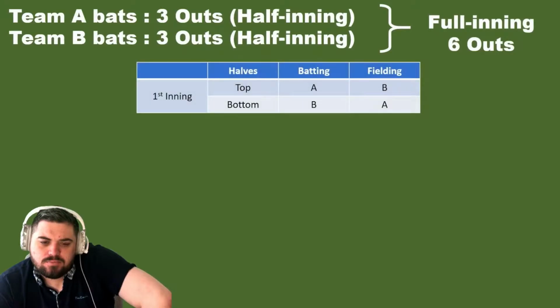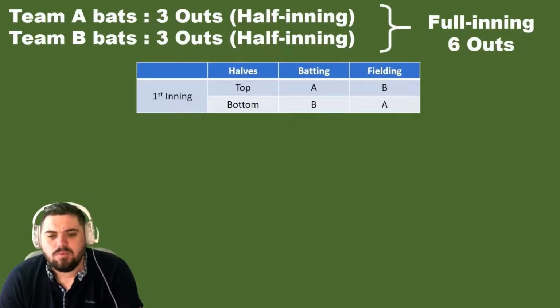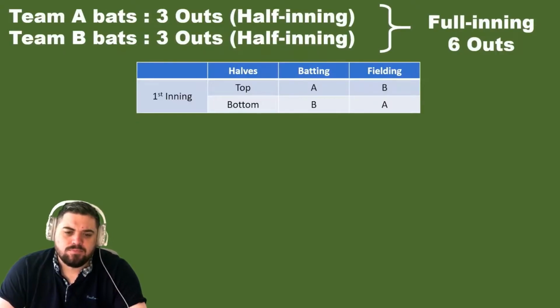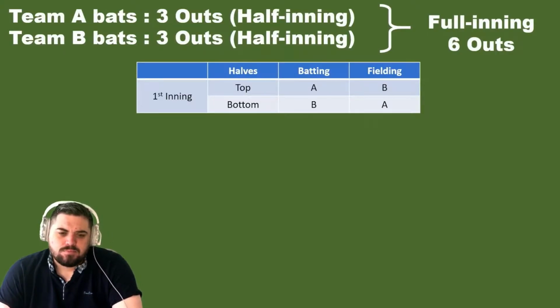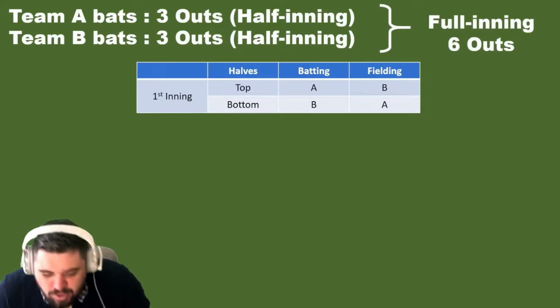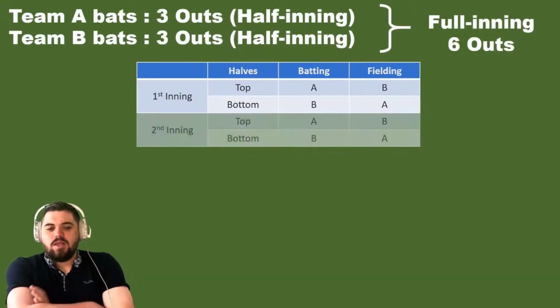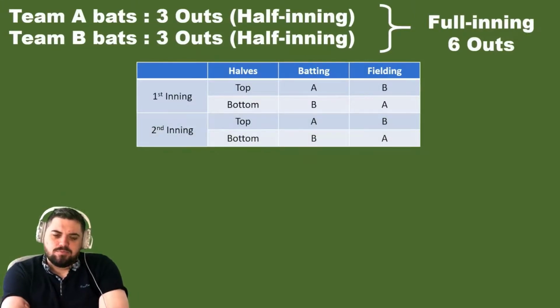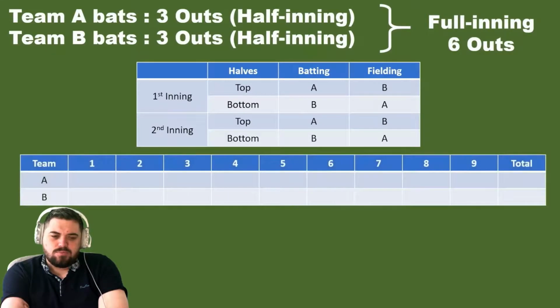Another way of saying it is in the first inning, you have a top half and a bottom half. In the top half, A team is batting and B is fielding, and then they would do the bottom half where B would bat and A would field. That would comprise one inning. In the second inning, they'll do the same thing again. In the first or the top half, A would bat, and in the bottom half, A would field. So they do this for 9 innings, and whoever has more score at the end wins the match. Here after one inning, the score is 0.